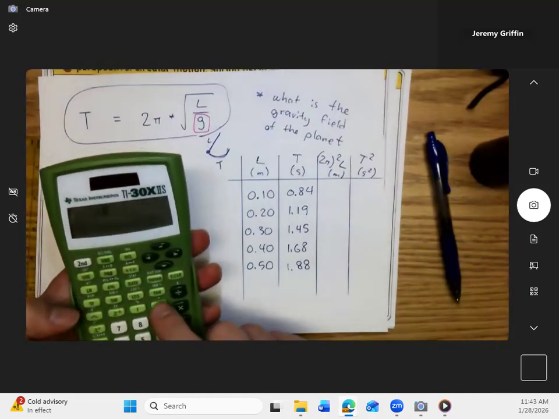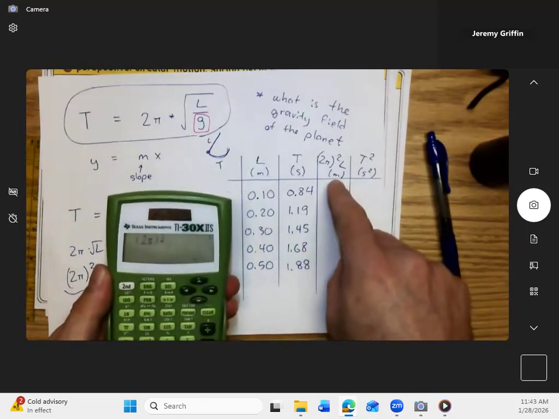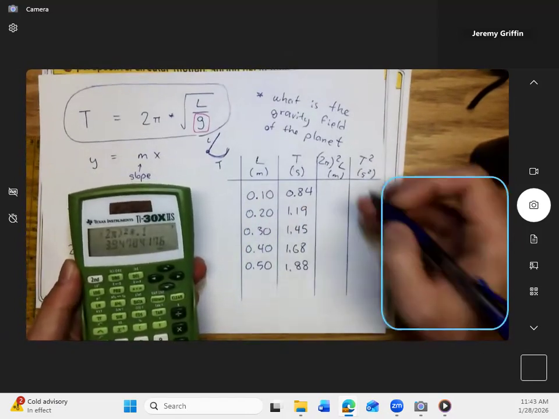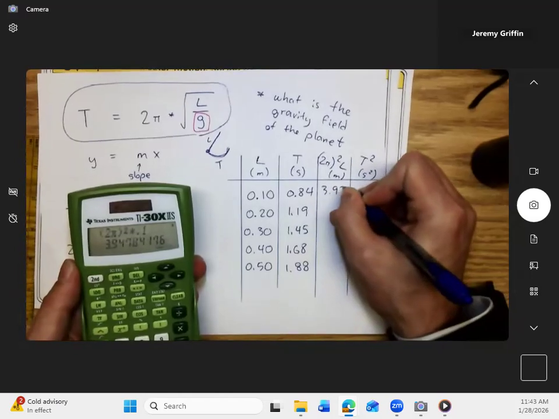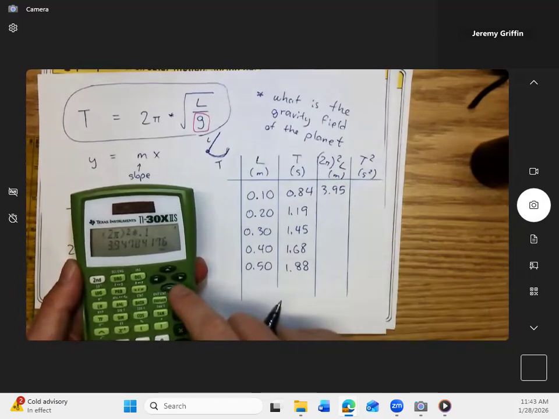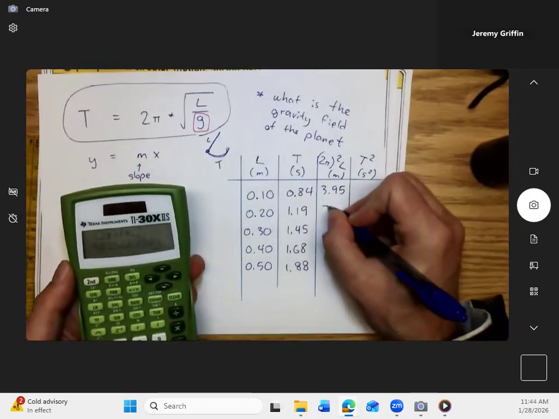Let's take (2 pi) quantity squared. Make sure you got parentheses around the 2 pi, so it's squaring the whole 2 pi. And then times each one of these lengths. So times 0.1. This works out to about 3.95, and I put the unit meters. I embedded that in the column head. All right, let's do 0.2 here. This is about 7.90.